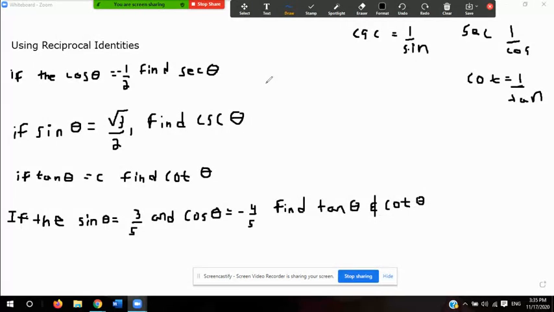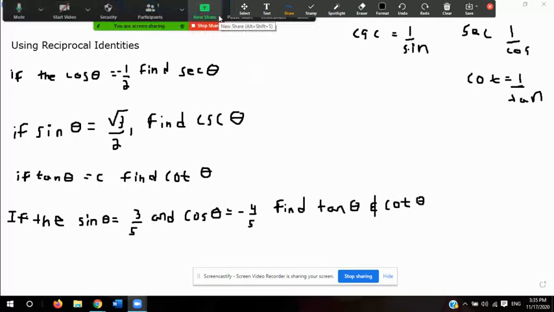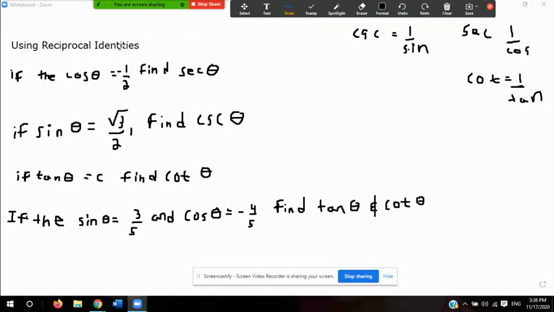Now let's look at the first example. It says, if the cosine of theta equals negative 1/2, find the secant of theta. So we know that we have to use a reciprocal identity, which is pretty much taking one of the trigonometric identities and flipping it over, right? We discussed that in class and went over various of them. The cosine of theta is negative 1/2, and we're being asked to find the secant. So the reciprocal identity that we would use in this case is the secant of theta, which is 1 over the cosine.